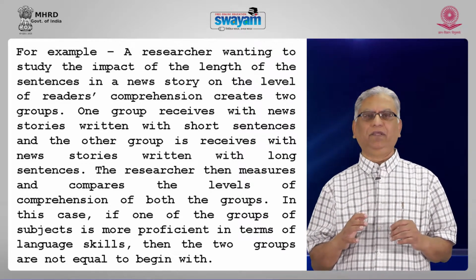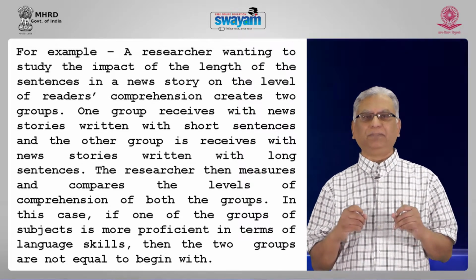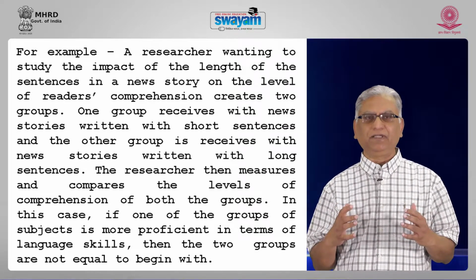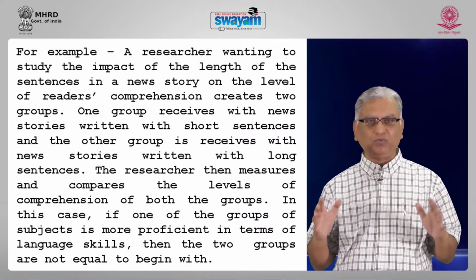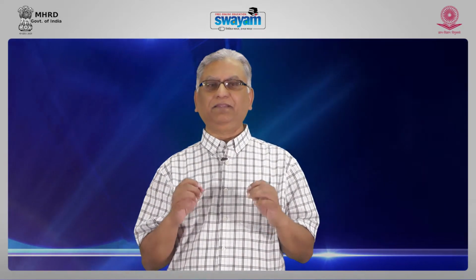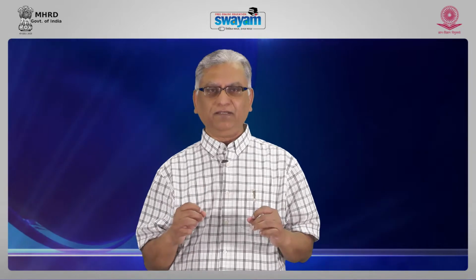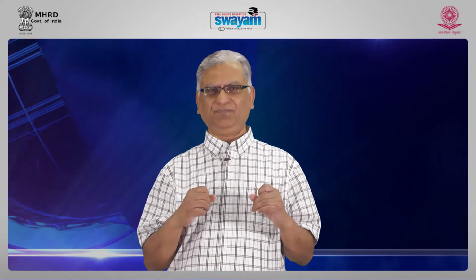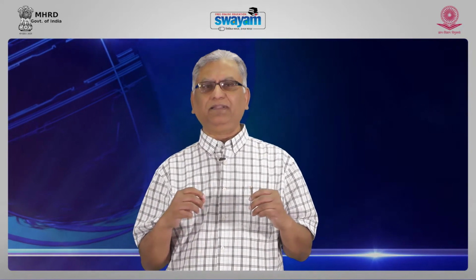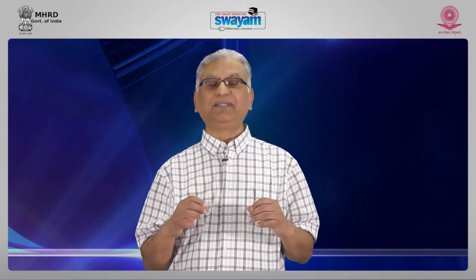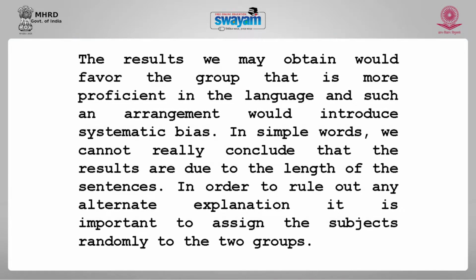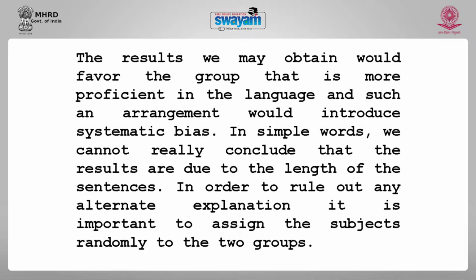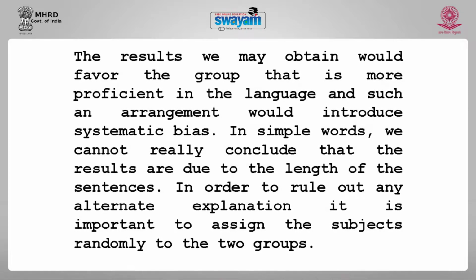In this case, if one of the groups of subjects is more proficient in terms of language skills, then the two groups are not equal to begin with. The results we may obtain would favor the group that is more proficient in the language, and such an arrangement would introduce systematic bias. In simple words, we cannot really conclude that the results are due to the length of the sentences.